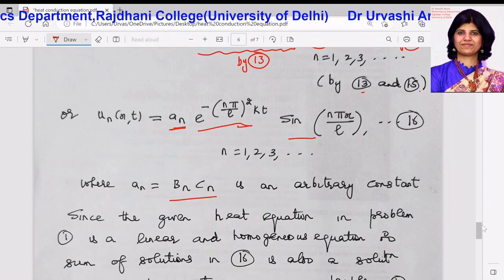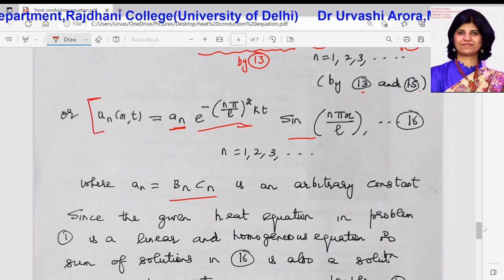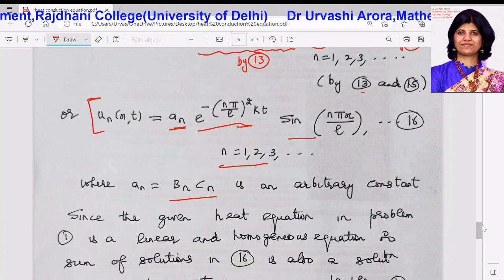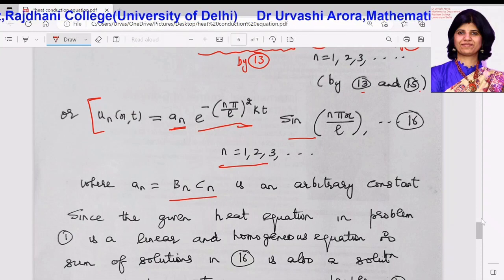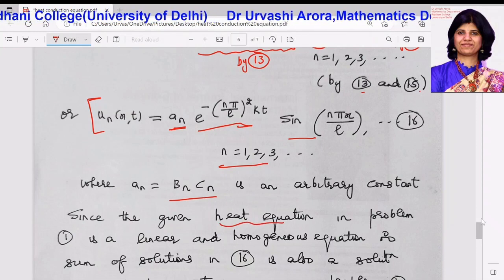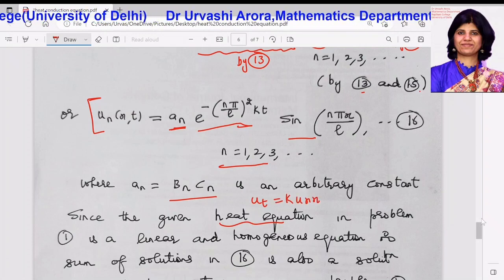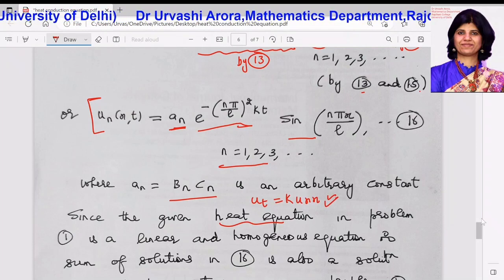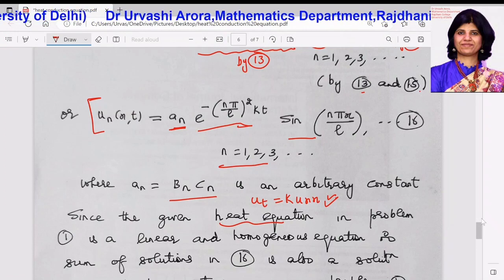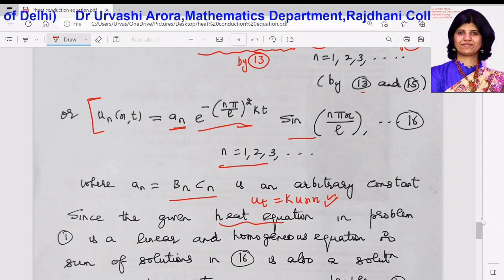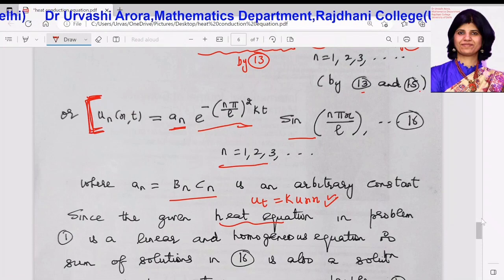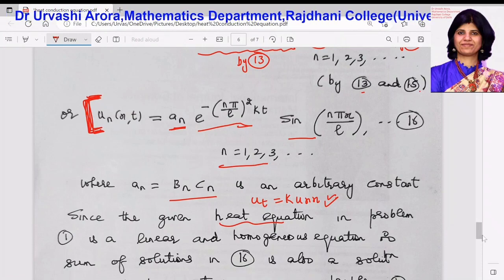Now all these are infinite solutions that we have obtained for n is equal to 1, 2, 3 and so on. Because the heat equation, which is ut is equal to k uxx, is a linear and homogeneous equation, the sum of solutions of this equation will also be a solution. So since all these are solutions, the sum of such solutions will also be a solution.